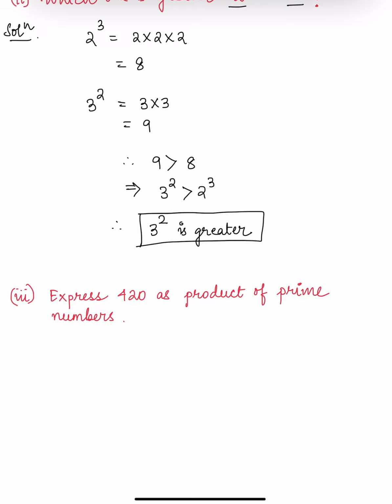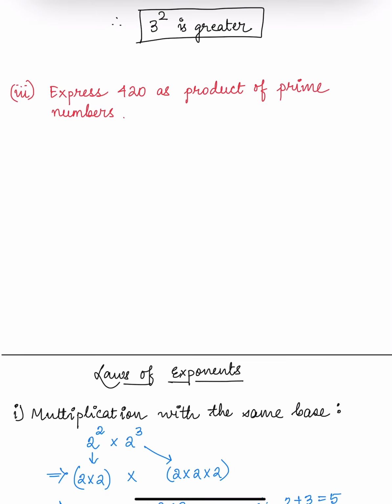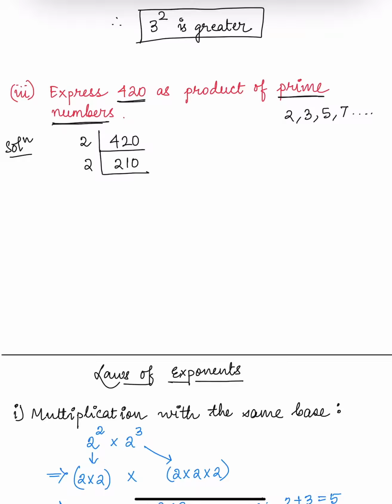Now moving on to the next question, that is express 420 as the product of prime numbers. So we all know that prime numbers are the numbers which are only divisible by 1 and the number itself. So let's break down 420. We know that 2 is a prime number, 3 is a prime number, 5 is a prime number, 7 is a prime number, and so on. So when we divide by 2, what do we get? We get 210. Again when we divide by 2, we get 105.